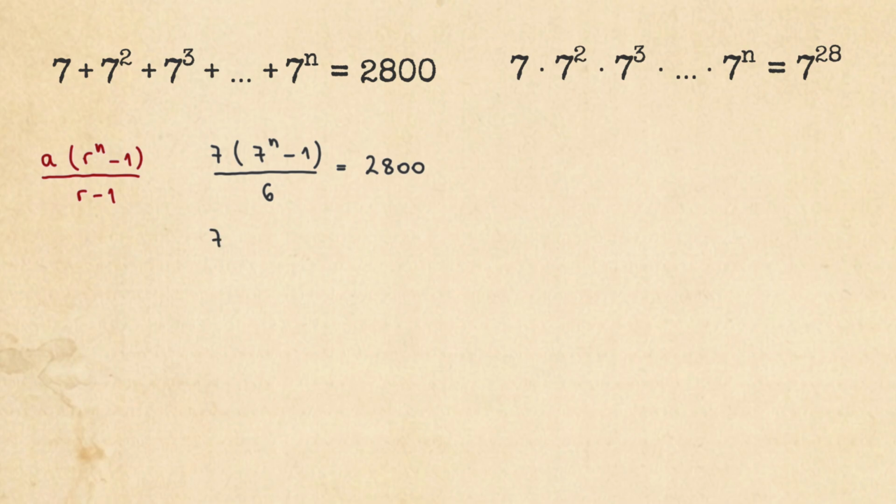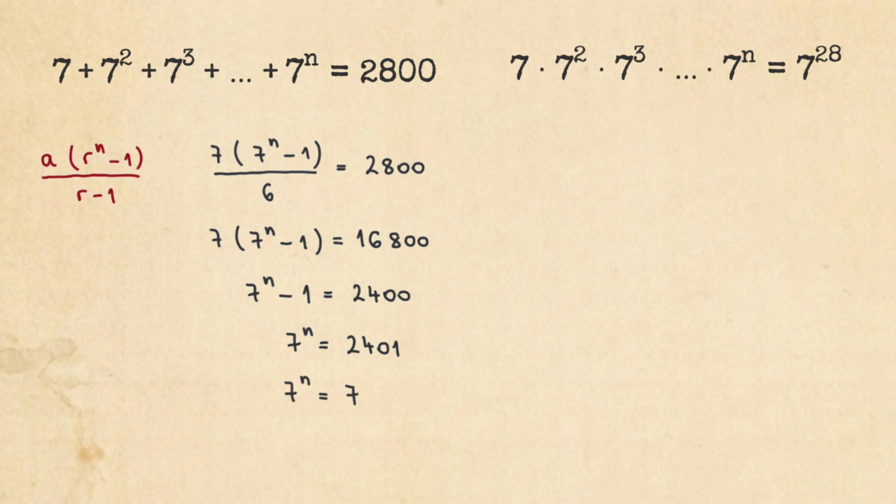We multiply both sides by 6, and then divide both sides by 7. This leaves us with 7 to the power of n minus 1 equals 2,400, which gives us 7 to the power of n equals 2,401. 2,401 is actually a power of 7, specifically 7 to the power of 4. And we have our first answer, n equals 4.